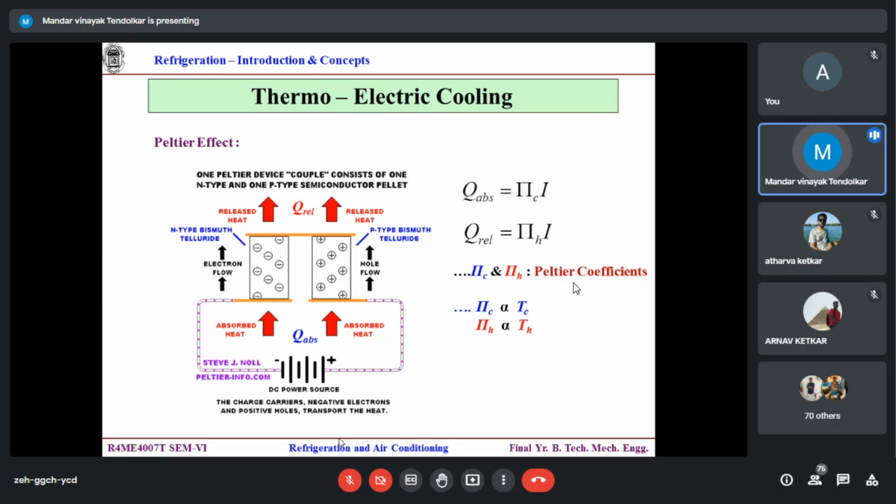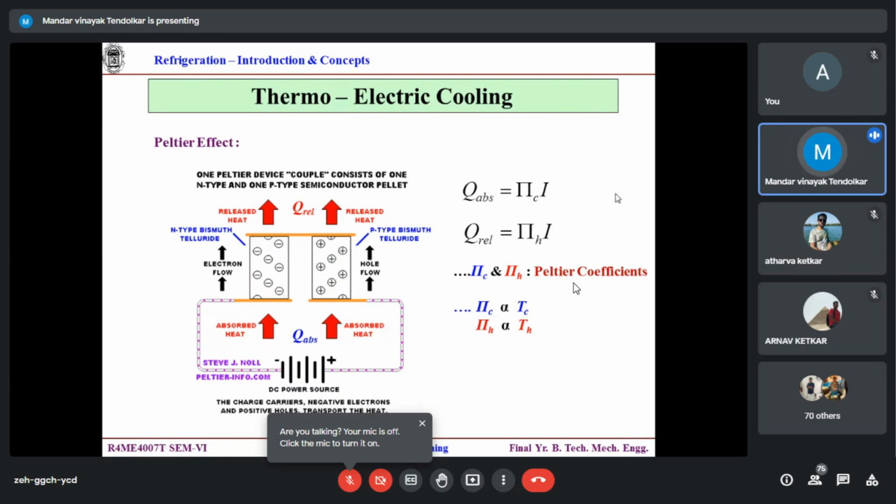The Seebeck effect and Peltier effect. Both are the same part, vice versa. If you pass the electric current, there will be a temperature gradient on either side of the material. If you generate the temperature gradient on either side of the material, then the electric current starts flowing through the circuit. So here we write in mathematical form Q absorbed is pi C into I, where I is the current.